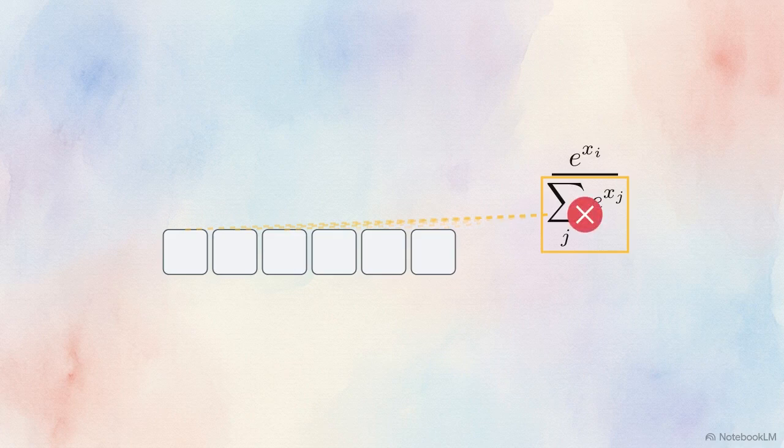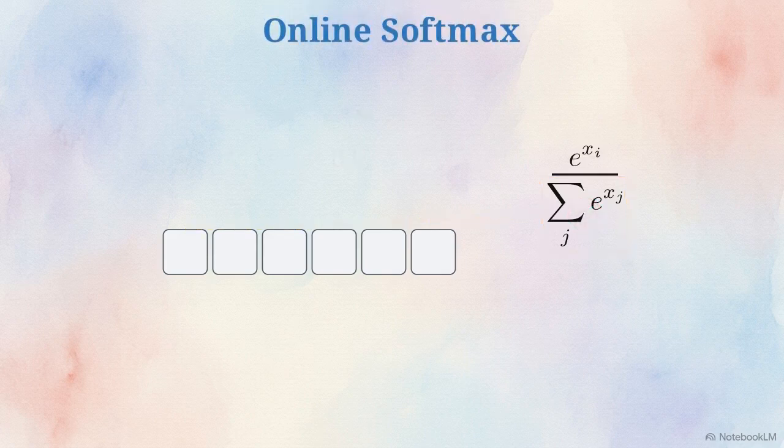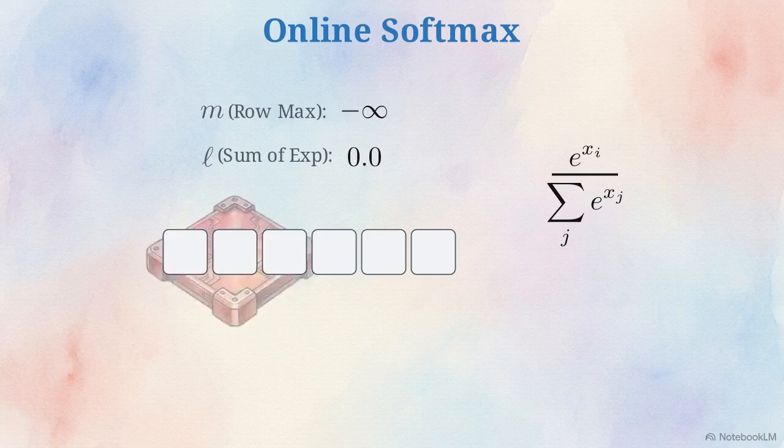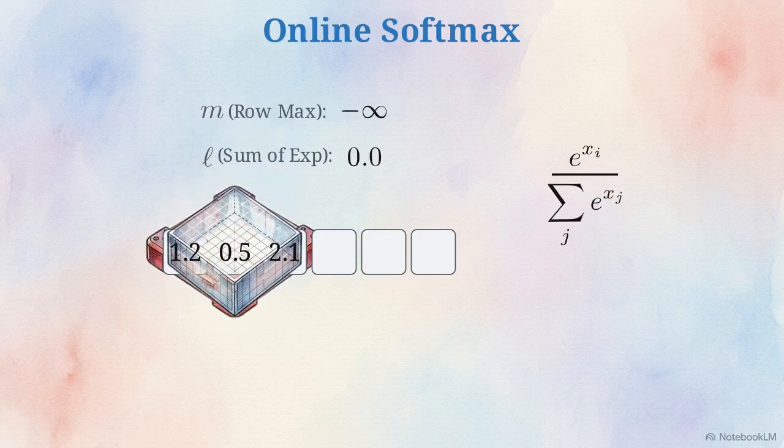Tiling introduces an immediate mathematical problem, shown here. The standard softmax function requires the sum of exponentials across an entire row to calculate its denominator. If you are processing in isolated tiles, you don't have the full row. To solve this, FlashAttention utilizes an online softmax technique. As the algorithm loads and processes each block, it tracks two running statistics, the maximum value seen so far and the current sum of exponentials.